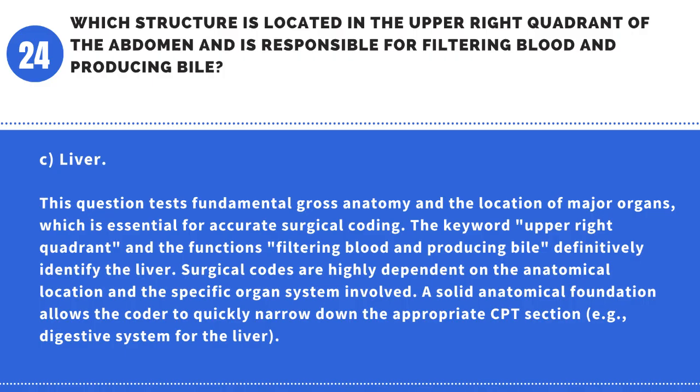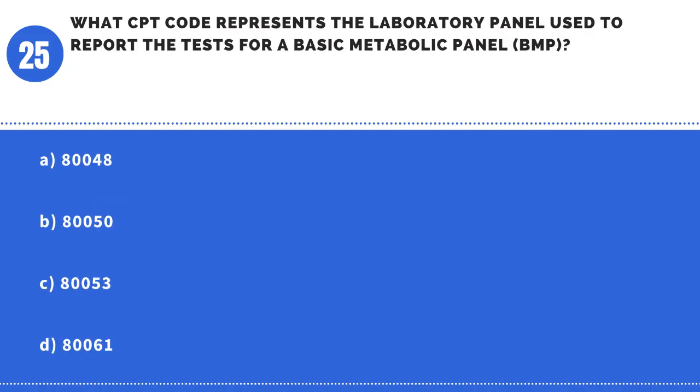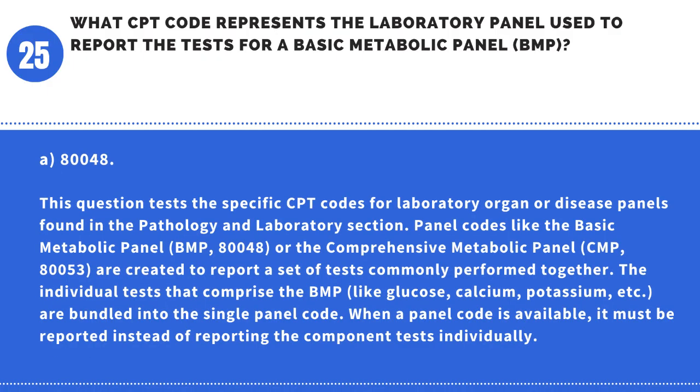Question 25. What CPT code represents the laboratory panel used to report the tests for a basic metabolic panel, BMP? A. 80048. B. 80050. C. 80053. D. 80061. Answer: A. 80048.